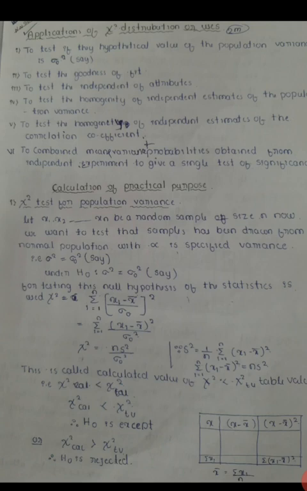Suppose chi-square calculated value is less than chi-square table value, therefore H naught is accepted, or chi-square calculated value is greater than chi-square table value, therefore H naught is rejected.